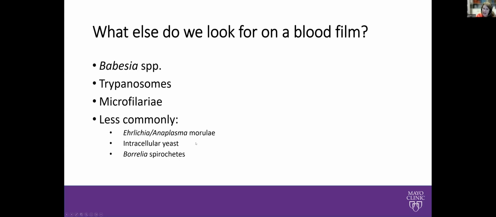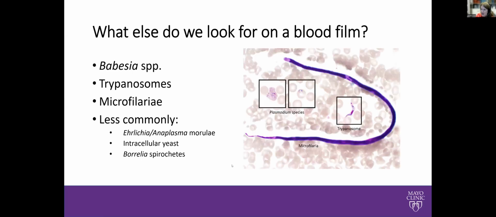So you have to keep an eye out for a number of different things. Don't just think about malaria when you're looking at your blood film. Now, I created a little bench guide that is available through the College of American Pathologists.